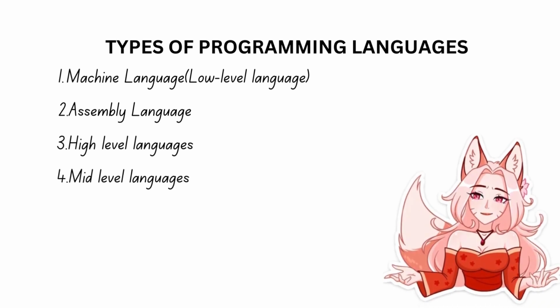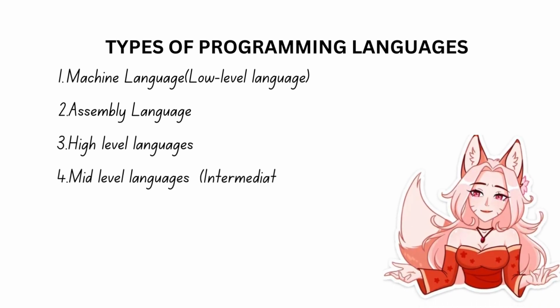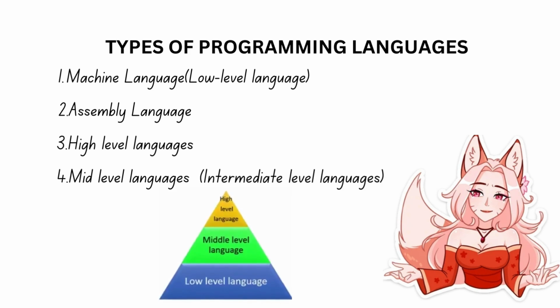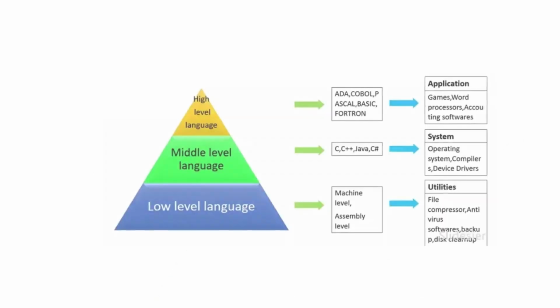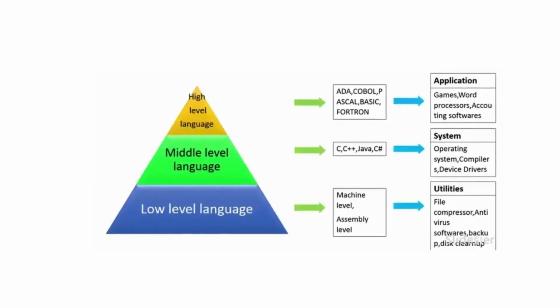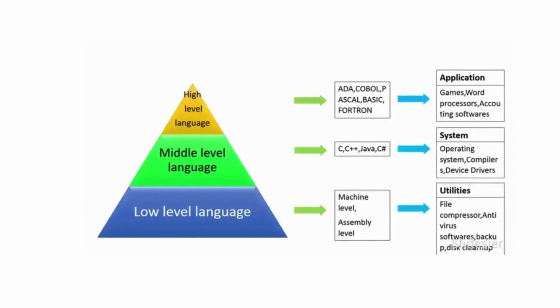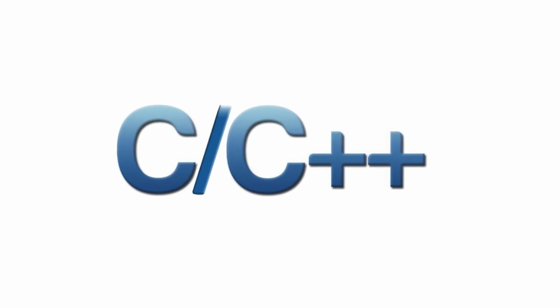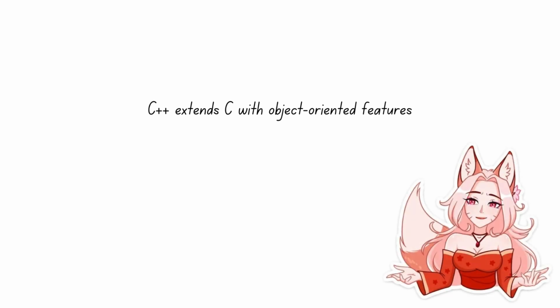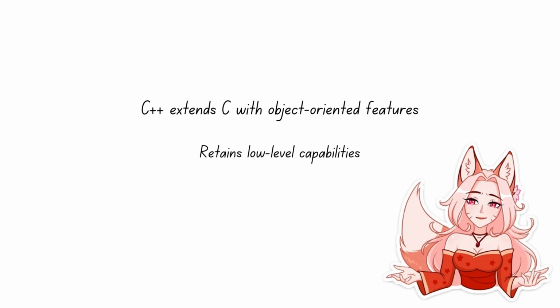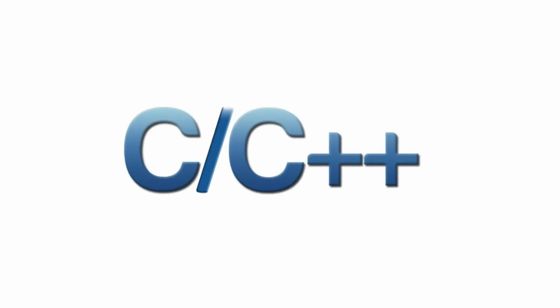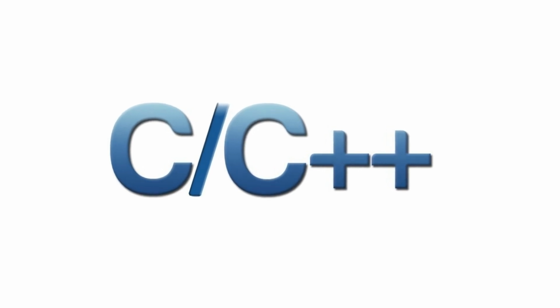Mid-level languages, often referred to as intermediate-level languages, bridge the gap between high-level and low-level languages. They provide a balance of readability and control over hardware, combining the benefits of both. Examples of mid-level languages include C and C++. While primarily considered as high-level language, C allows for low-level memory manipulation, making it suitable for system programming. C++, on the other hand, extends C with object-oriented features but retains low-level capabilities. That is why C and C++ fall between mid-level languages.